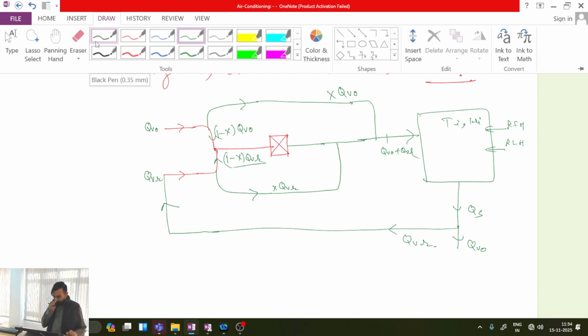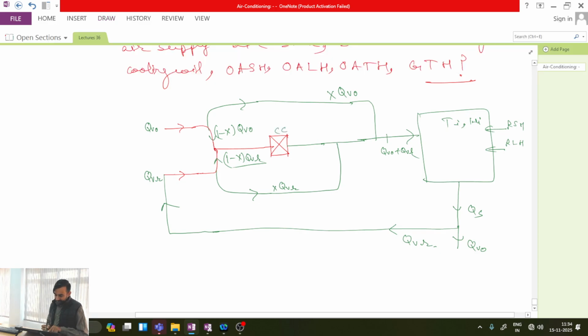Generally, this is our cooling coil, and this is the QS amount of air, out of which QV naught is supplied from the ambient and QVR amount is recirculated. We need to match the supply air flow rate, so that's why QV naught amount we have taken from outdoor state, and this QVR recirculated is at the indoor condition R. Is this one clear? Now if I have finite value of bypass factor, what does it mean?